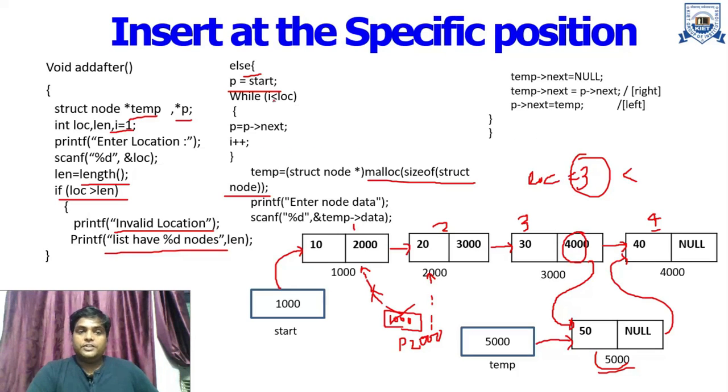Now again we check 2 is less than 3, yes, the condition is true. Then again the value of p->next will be provided to p. So p->next is what? p->next is 3000. The value of p->next is 3000 and now p is basically temporarily pointing to this particular node and this connection gets terminated. Okay, again the value of i increases. Now the value of i is what? The value of i is 3. Again we check i is less than location, 3 is less than location, condition is false. So as soon as the condition is false, this loop gets terminated.